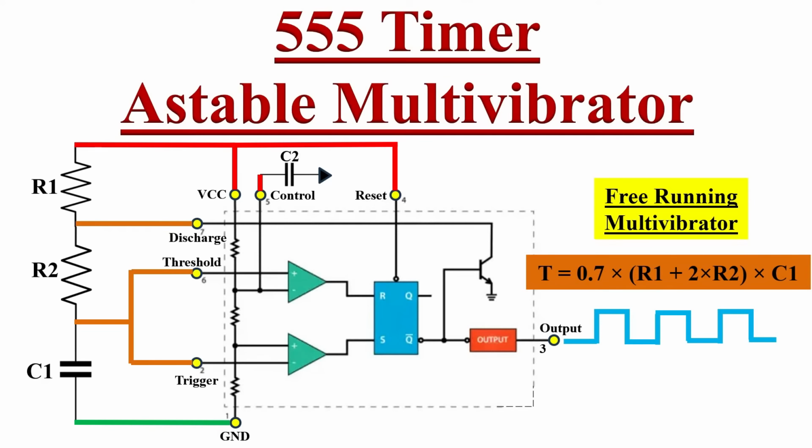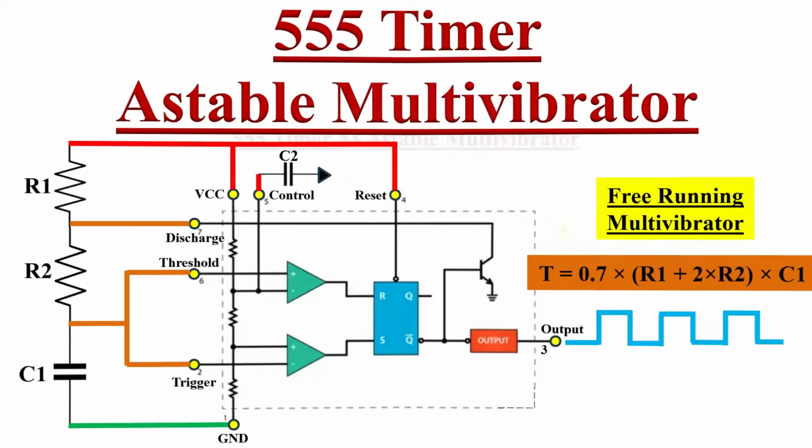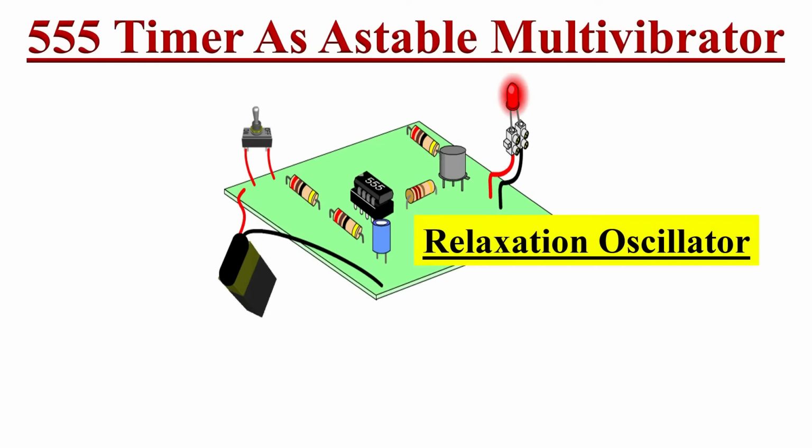In this video, we will learn how to design an astable multivibrator using 555 timer IC. In this mode, the IC becomes an oscillator or free running multivibrator. It will continuously pulse until power is removed. Astable multivibrators can be used to flash lights and buzzers on and off repeatedly.